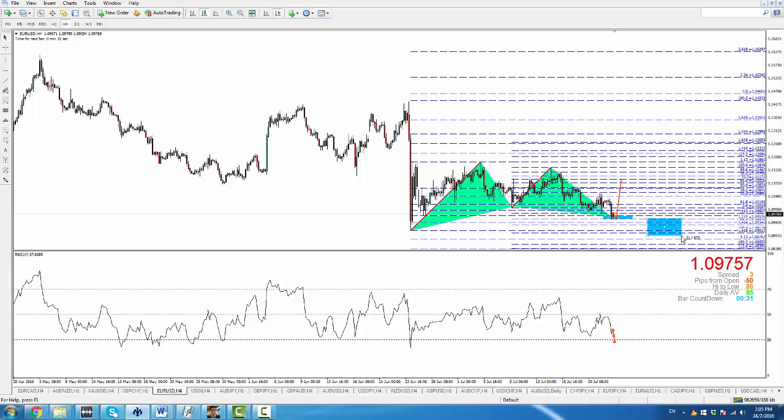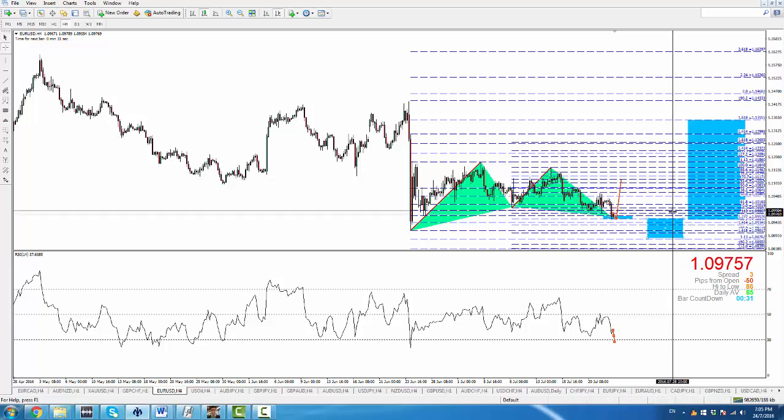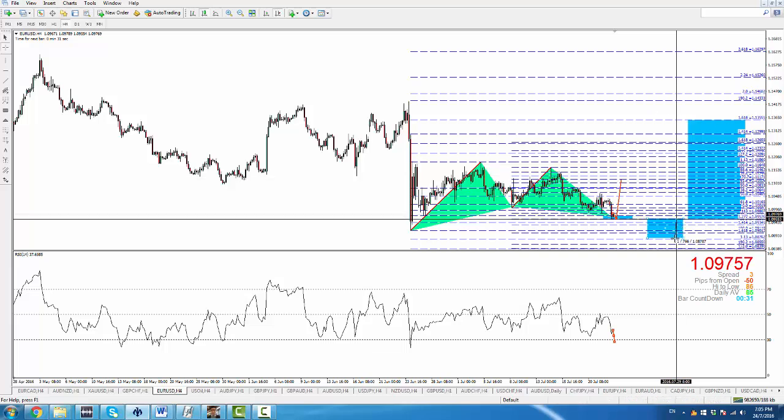I'll put my stop loss at 0.880, so it's somewhere here. And my profit target, I want it to go all the way here to the 161 extension of this move here. So I'm using a stop loss of about 80 pips to fight for a return of 400 pips.